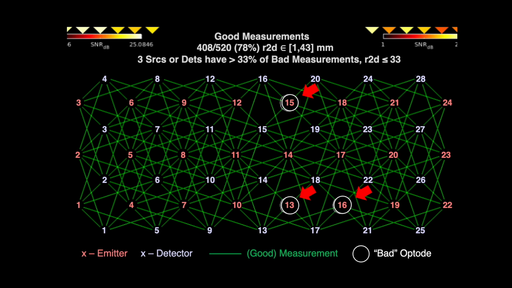Optodes classified as bad according to this criteria are circled. Note that two separation distances appear in this summary. The percent good measurement calculation uses the maximum separation distance estimated in the fall-off analysis. However, a smaller separation distance is used in optode classification because it generally depends on the percent cutoff parameter. The default values of 33% and 33 millimeters have been found to work well together and give good results for typical array data. We now consider how the information presented in this figure is used.